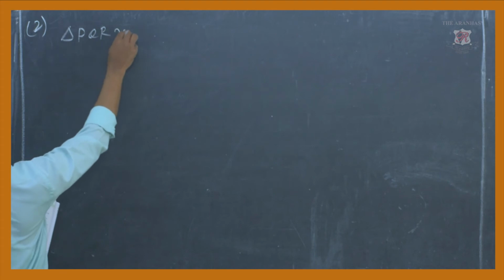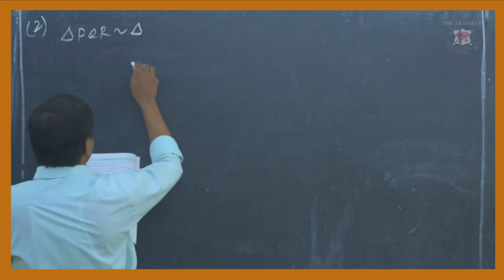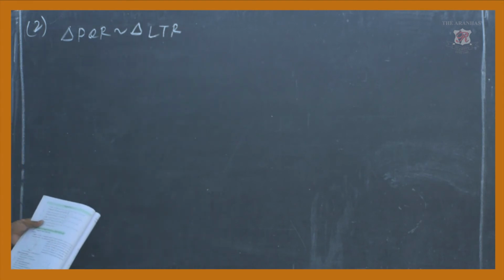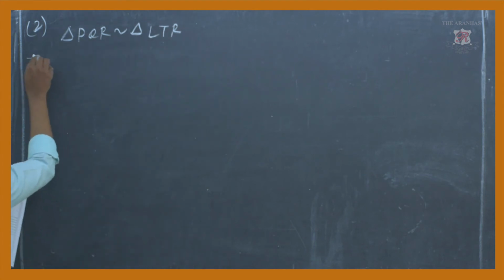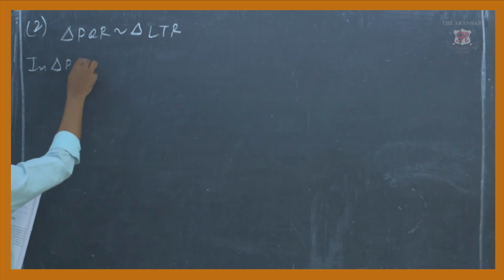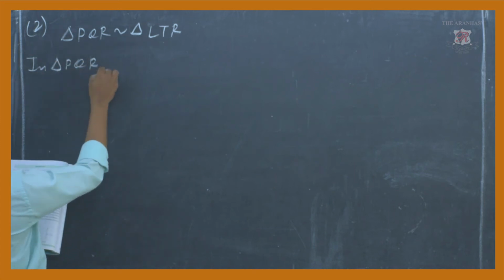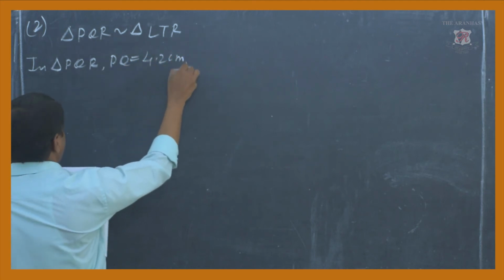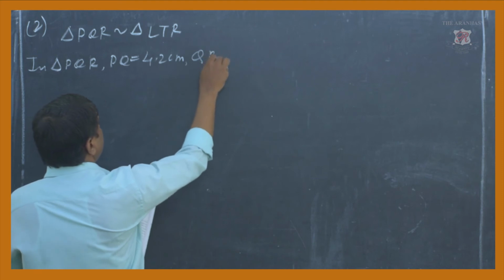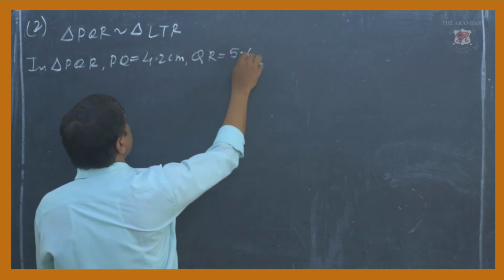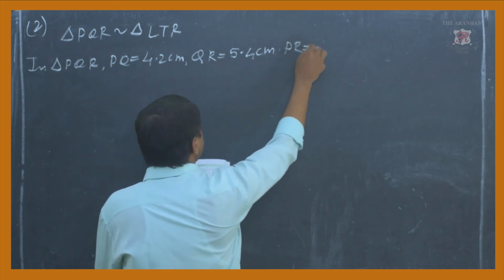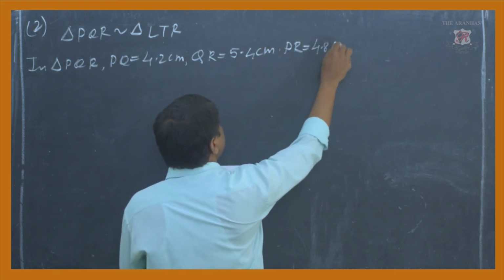See here, it's a given triangle PQR which is similar to the triangle LTR. Triangle PQR is similar to triangle LTR, and it's written that in triangle PQR, segment PQ is given 4.2 centimeter. Then next QR is given 5.4 centimeter. Then PR is also given. PR is equal to 4.8 centimeter.